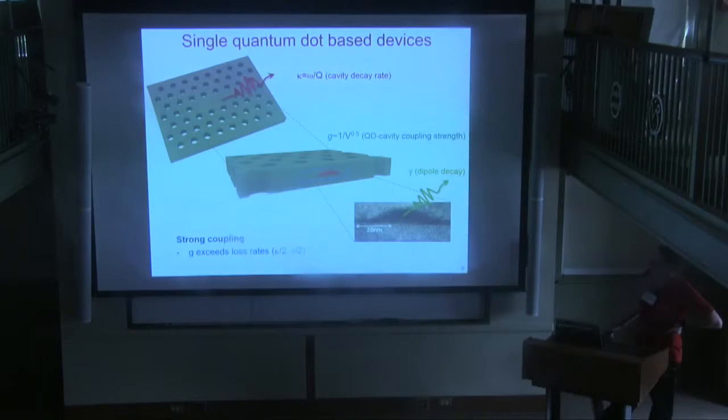Also in these systems, we can reach the strong coupling regime where the coupling strength exceeds the system losses. For the semiconductor platform, it's important to notice that the dipole decay is much smaller than the coupling strength. It's always the cavity loss rate, due to the fabrication accuracy and designs, that is limiting our approach, but nevertheless we can achieve strong coupling. In my talk I use the rates as energy decay rates and not field decay rates, so you might be aware of that.